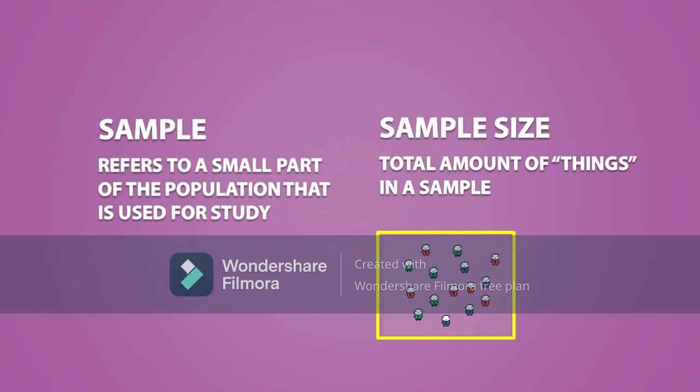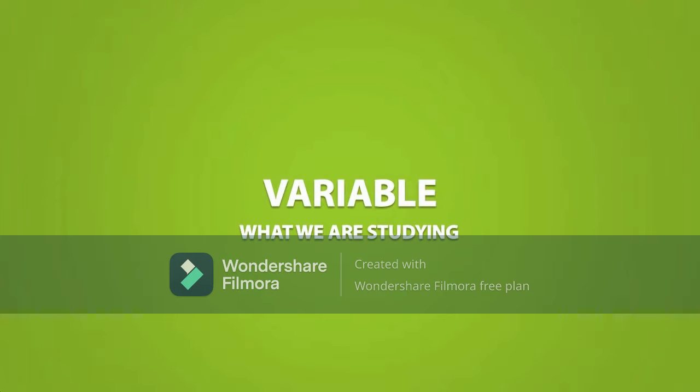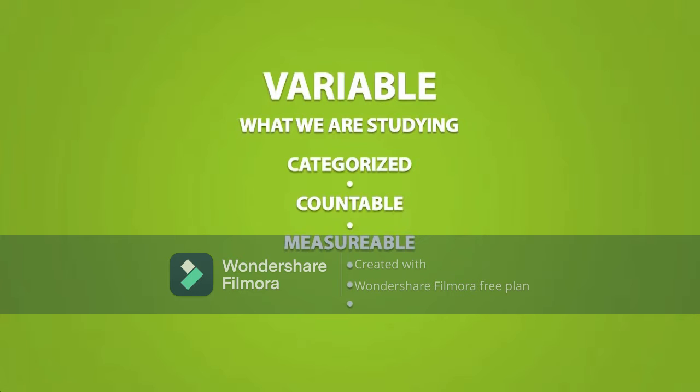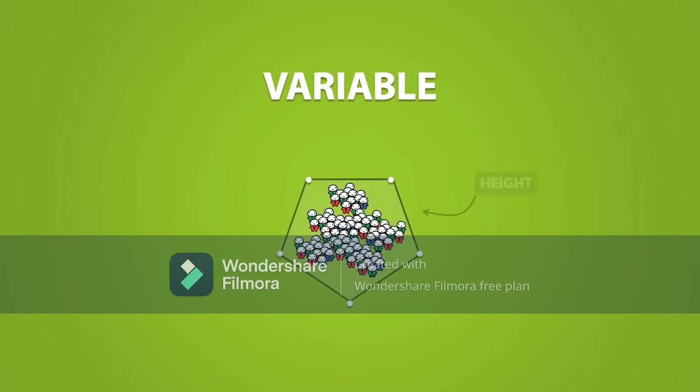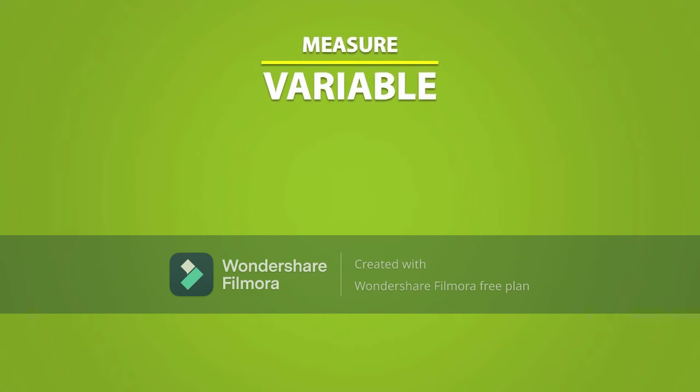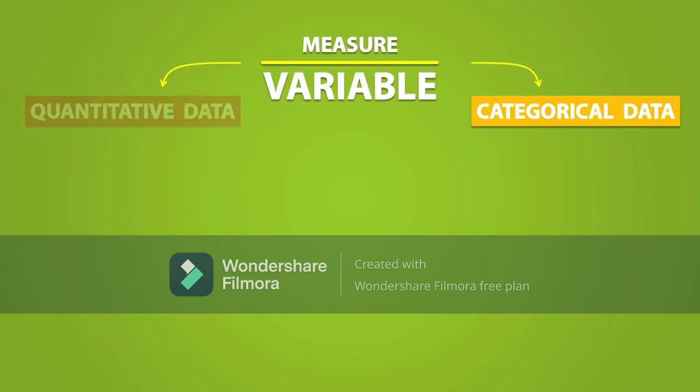In statistics, what we examine is a variable. It is what we are studying, and it can be measurable, countable, and categorized. When we talked about how people can have different heights, weights, and hair color, these are all variables. Variables represent a characteristic of what we are trying to study, and they can vary among different individuals. When we measure a variable, our data can come in two different forms. There is categorical data and there is quantitative data.